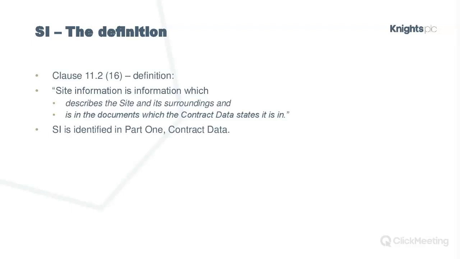So, as mentioned already, the contract data is the bit of the contract that you fill in. So the site information is identified in part 1 of the contract data. Who fills that in? It's the paying party, so the employer in a contract and the contractor in a subcontract. So when you're reviewing your contracts, you need to check contract data part 1, see what it says the site information is, where you find it in the contract, and what it says.